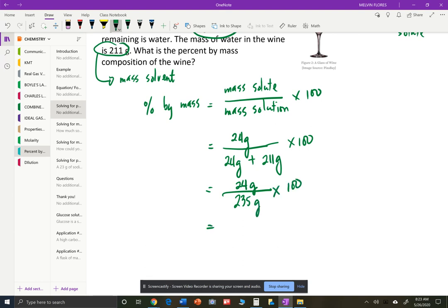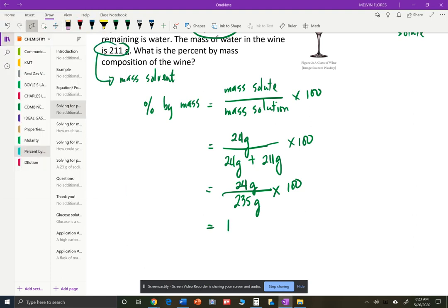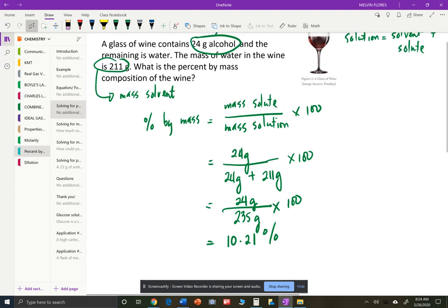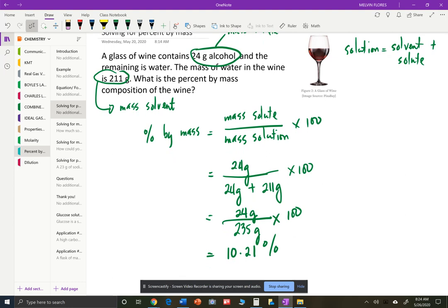And now you're ready to divide 24 divided by 235 grams times 100, and that would give you 10.21. So 10.21%. Remember, percent of wine. That's how you calculate the percent by mass of a given solution.